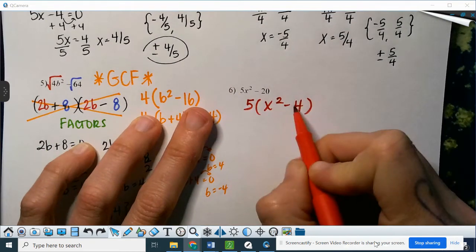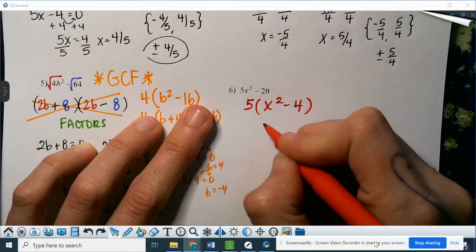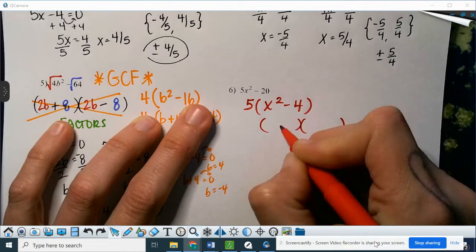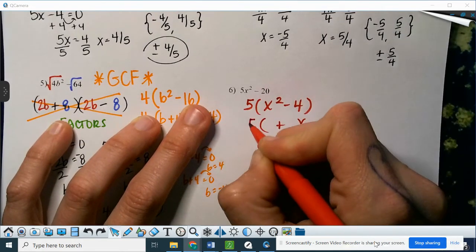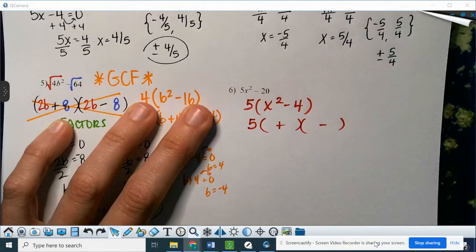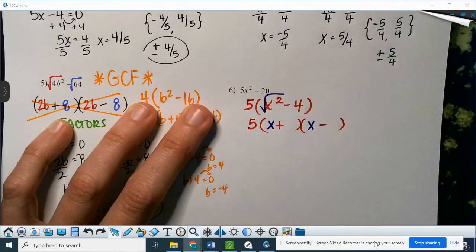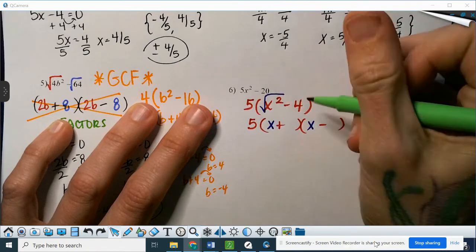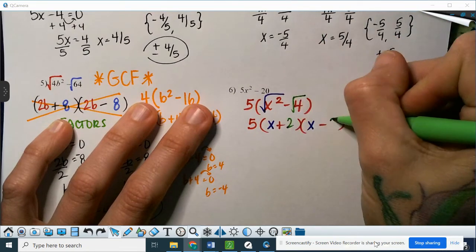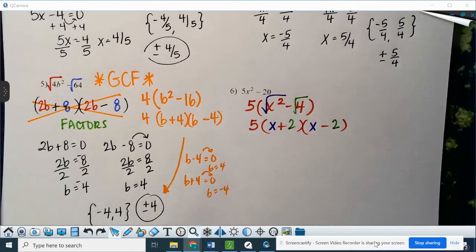Now we have a binomial. You can take the square root of x squared and you can take the square root of 4. So we know we can do differences of squares again. It's a positive and a negative. Don't lose your 5, again, because it's part of the factoring process. Take the square root of x squared, so we have an x and an x in the front. We're going to take the square root of 4, and that means we're going to have a 2 and a 2. So now we factored it completely because there's nothing smaller there.